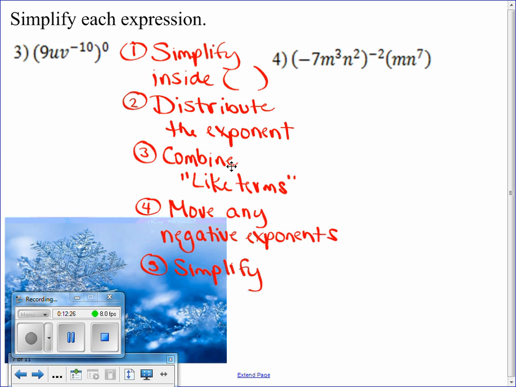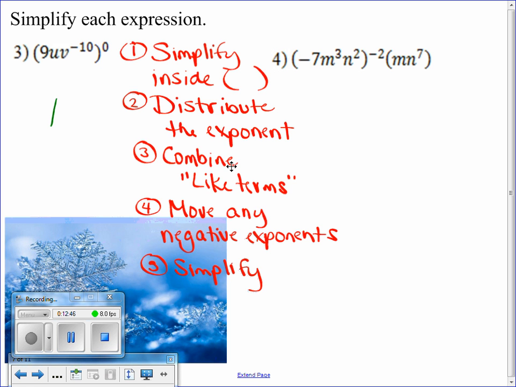Okay, so number 3. Somebody notice anything on number 3 right away? So anything to the 0 power equals 1. I like problems like that. A lot less work. All right, so number 4.